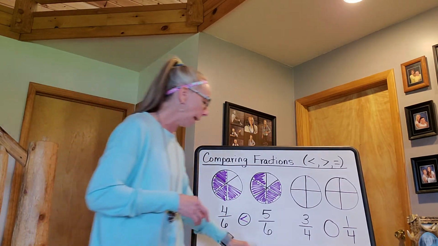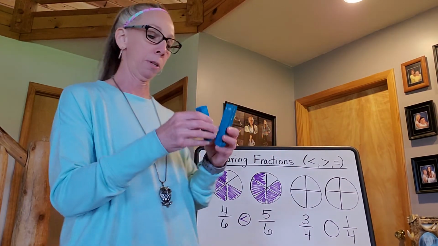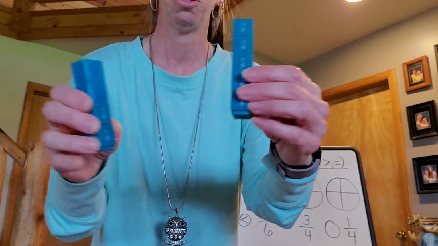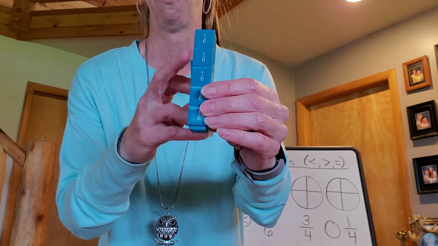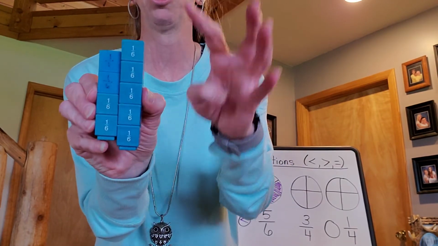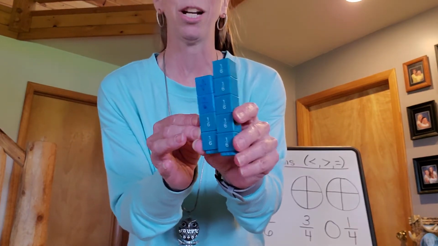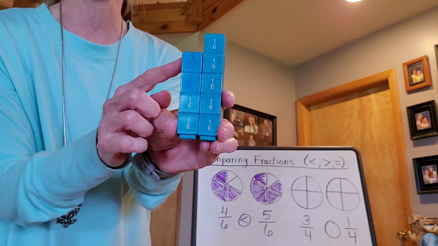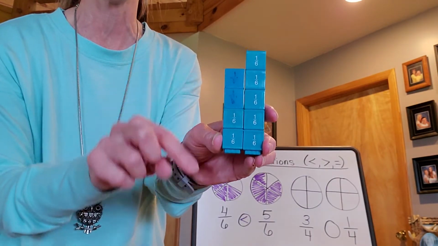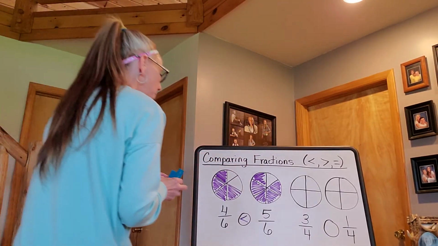Now, if you had your fraction bars, you would compare 4/6, 1, 2, 3, 4, to 5/6, 1, 2, 3, 4, 5. So which one is taller? The one on your right, over here. So 5/6 is greater than 4/6. 4/6 is less than 5/6. It's a smaller bar. It's a shorter bar. So it is less than the one on the right.